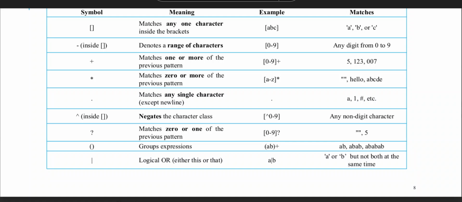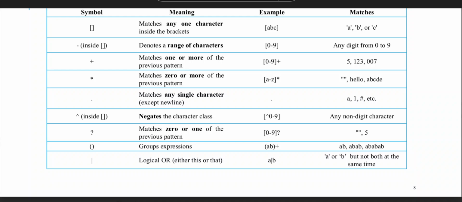Then we have the question mark. This means the previous pattern is optional. It can appear once or not at all. For example, 0-9 inside the square brackets and outside it a question mark. This will either match nothing or it will match a single digit like 5 or 6 or stuff like that. So question mark basically means maybe once or maybe 0 times.